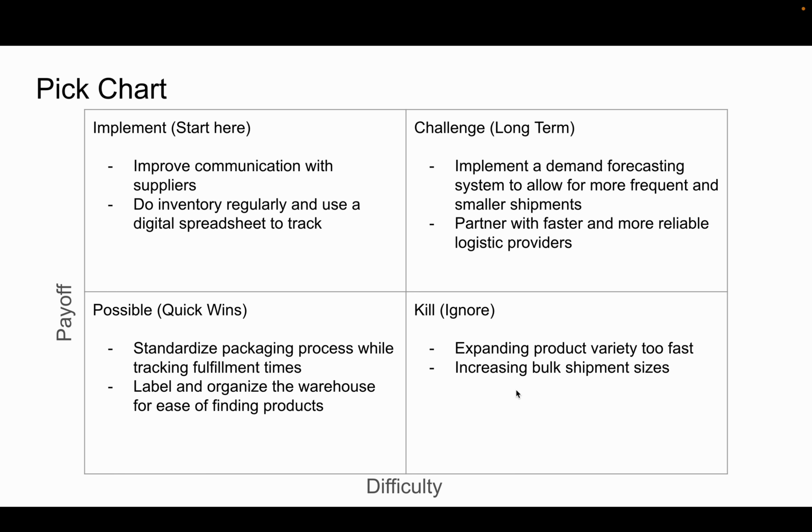Expanding product variety too fast. This is really important because it's very difficult to remember and track more products than you are capable of. And things can get really messy that way. You'll lose inventory, etc. And also increasing bulk shipment sizes. As I stated earlier, that is not the best plan of action, considering bigger shipments lead to overstock, etc.